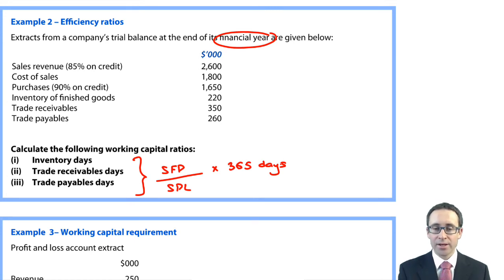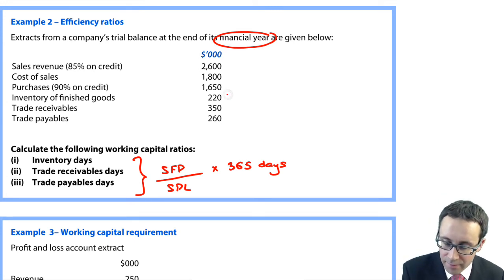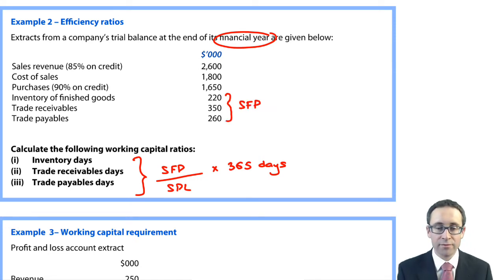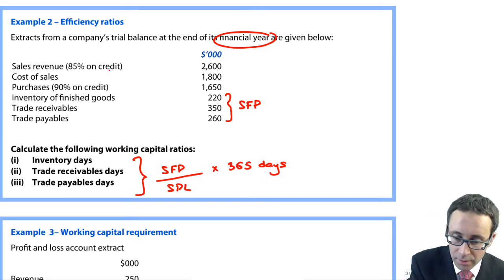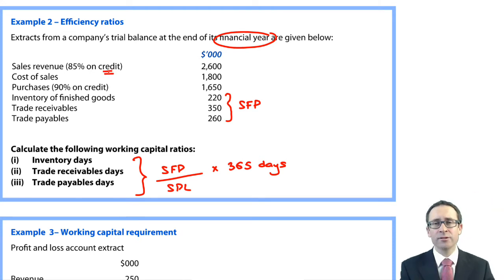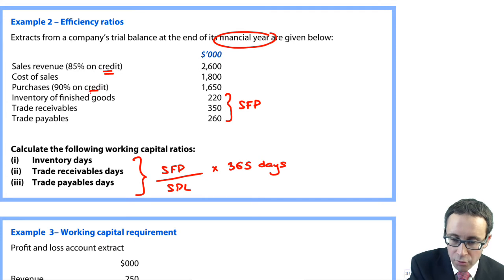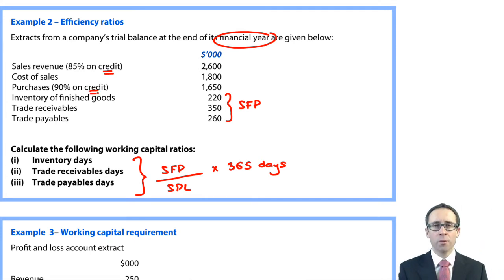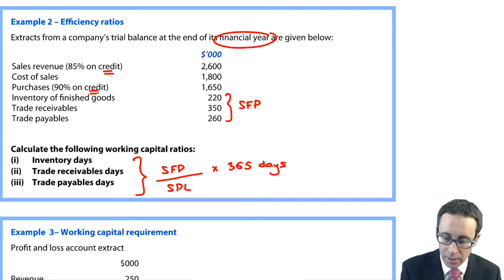Excellent. Again, you can see there that you have these SFP figures. Is it the inventory, receivables and payables? You've got the profit or loss figures above, but do just be careful, because we want to look at credit sales, don't we, with regards to receivables, and we want to look at credit purchases with regards to your payables. Okay, so what we can do, I'll use a separate page of paper here.